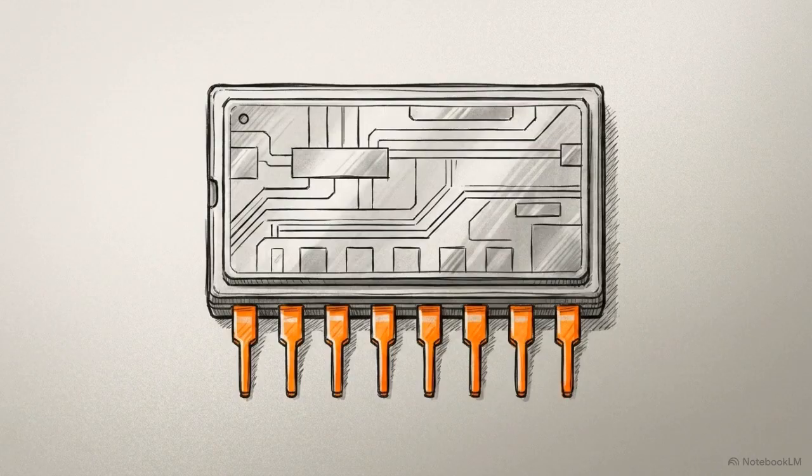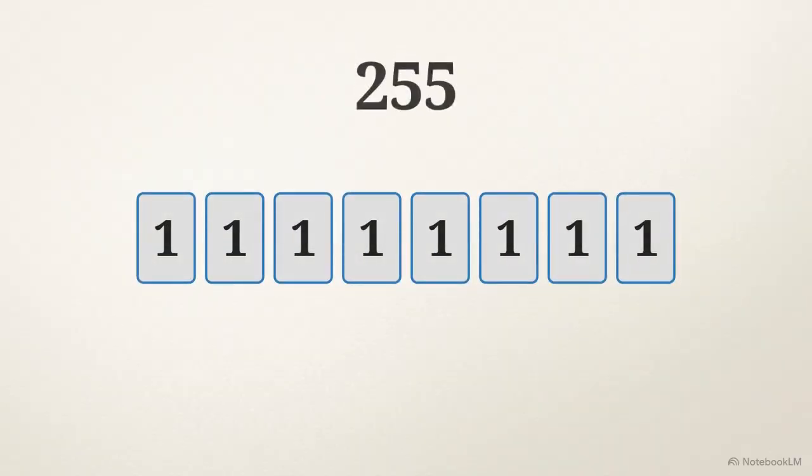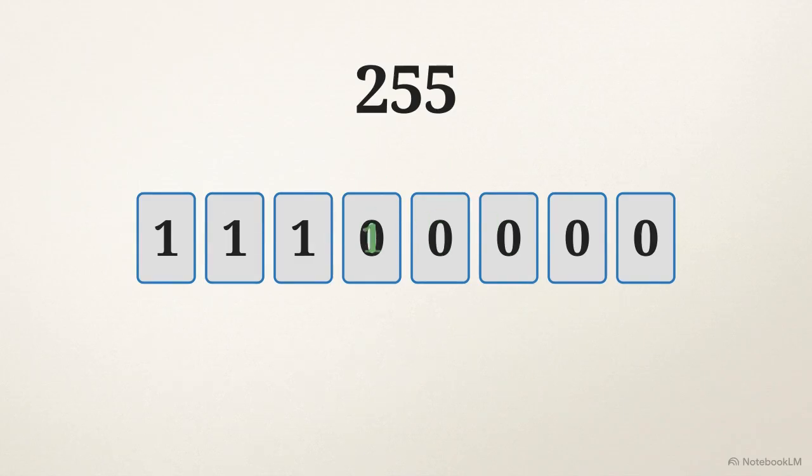Every processor has a predefined memory limit. In an 8-bit register, the absolute maximum value we can store is 255. So what happens if we try to add 1 to it? We start with 8 ones. Adding a 1 to the far right creates a 0 and carries a 1. That carried 1 hits the next column, creating another 0 and carrying another 1. This sets off a cascading chain reaction all the way down the line.